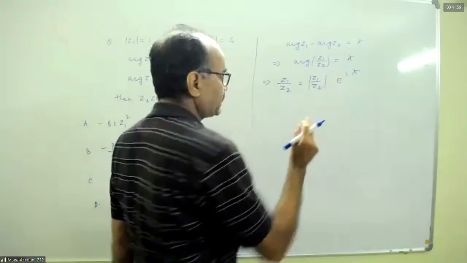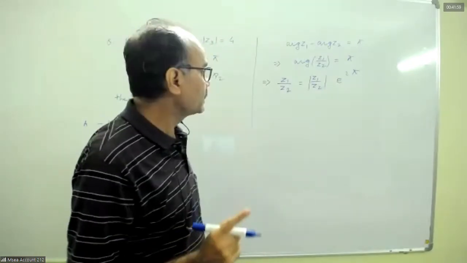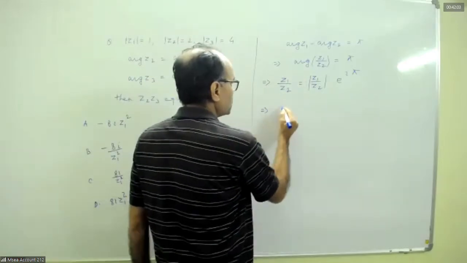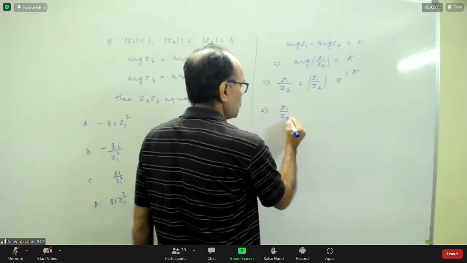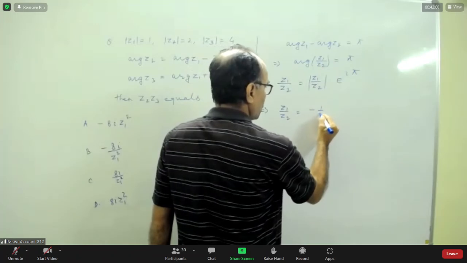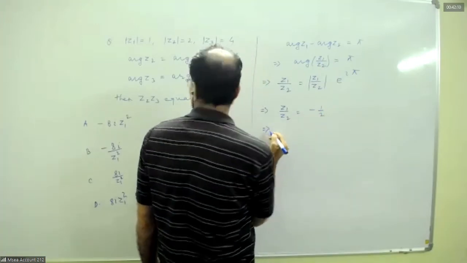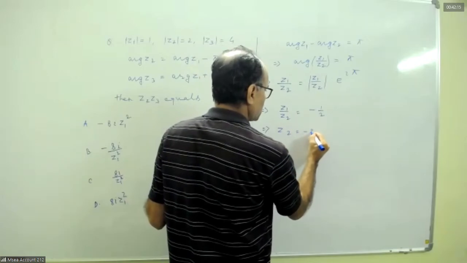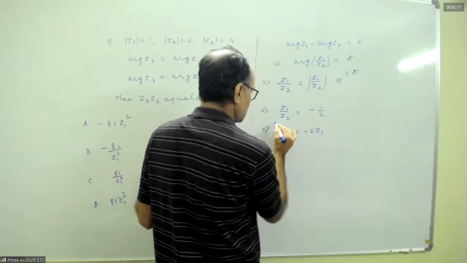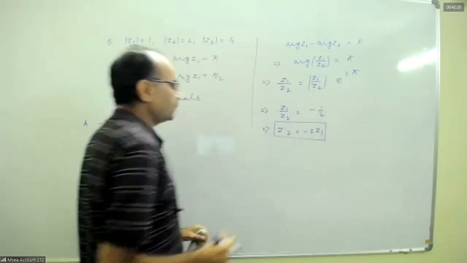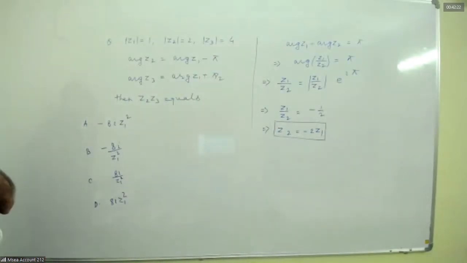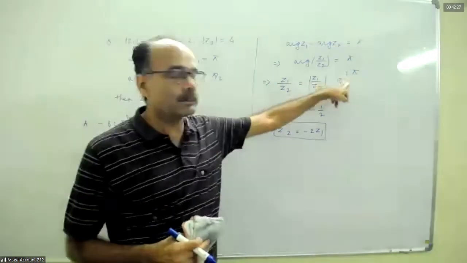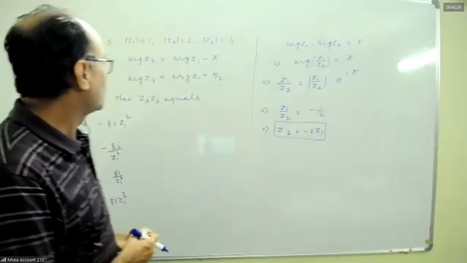So e to the power i pi is -1, cos pi plus i sin pi. Mod Z1 is 1, mod Z2 is 2. So Z1 by Z2 equals -1 by 2. So I want Z2, Z3. Z2 equals -2 Z1. One relation. Mod Z1 is 1, mod Z2 is 2, e to the power i pi is -1. Come to the other one.